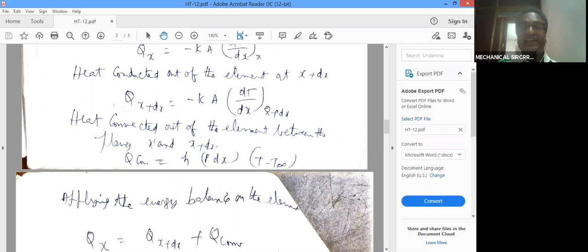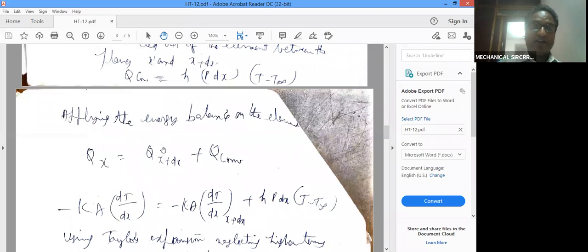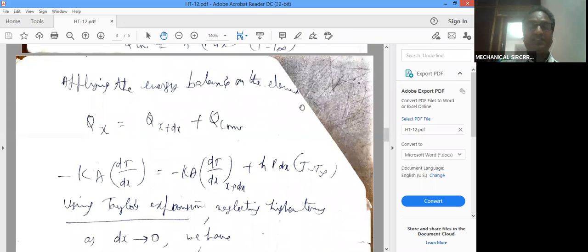Applying energy balance on the element. Qx enters the element. What is the heat coming out from the element? Qx plus dx and Q convection. So applying the energy balance equation on the small element at a distance x from the base, thickness dx: heat entry is Qx, heat leaving by conduction is Qx plus dx, and heat leaving through convection is Q convection.